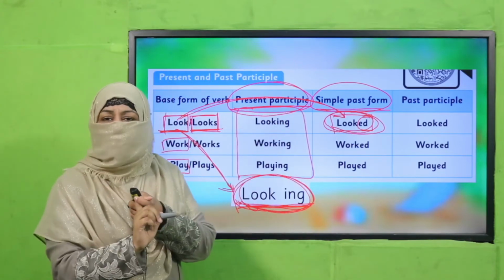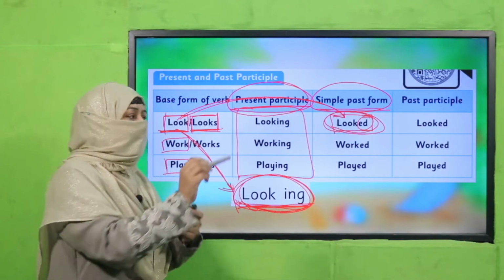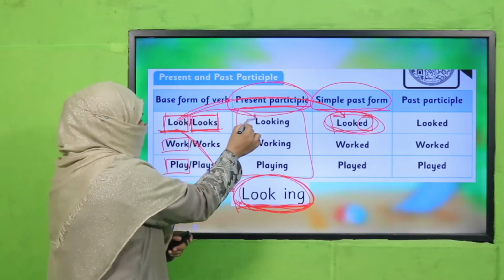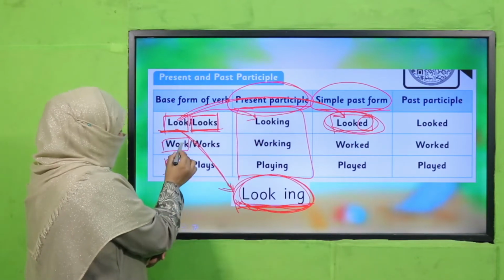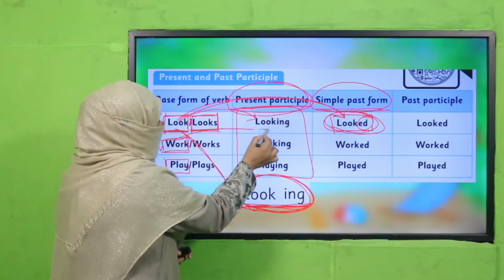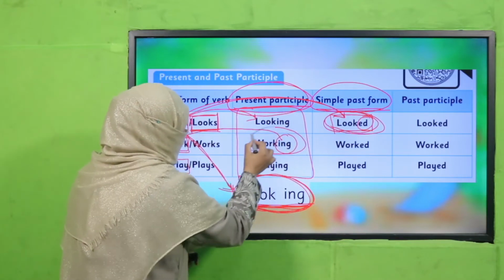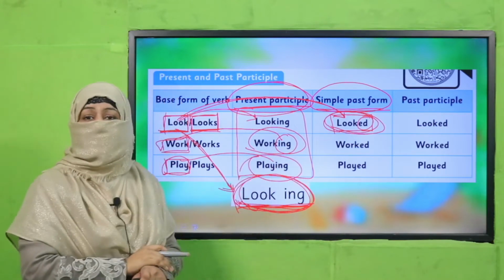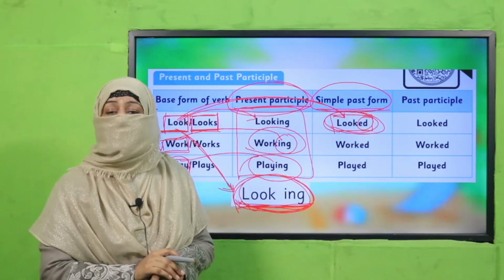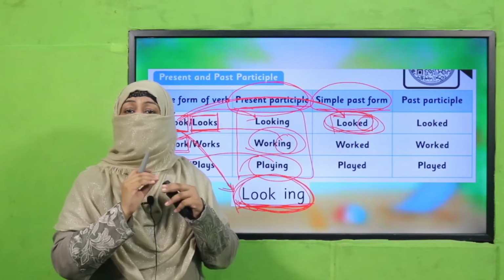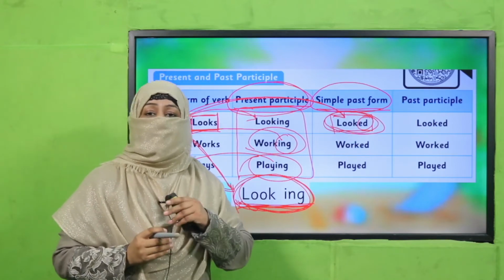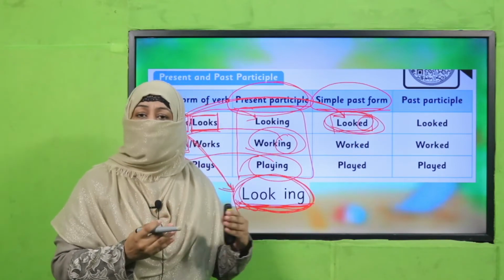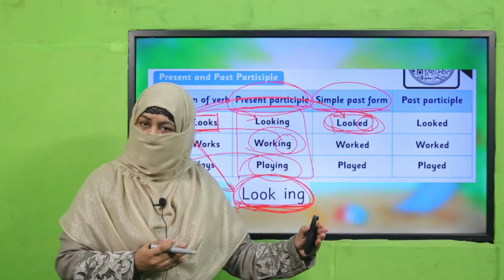So one thing, how do we make a present participle? We add ing to base form. The way I told you, this is base form, so we add ing, it becomes present participle. This is base form, we add ing, it becomes present participle. And where do we use it? When we are talking about an action which is in progress, which has not yet completed, right?